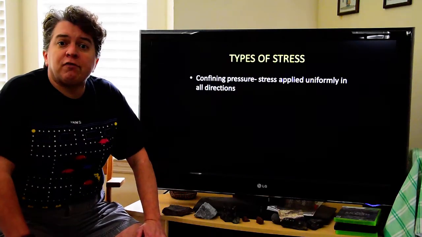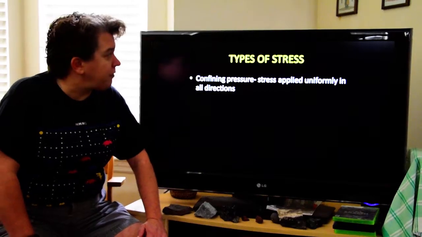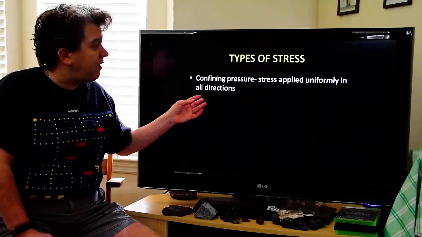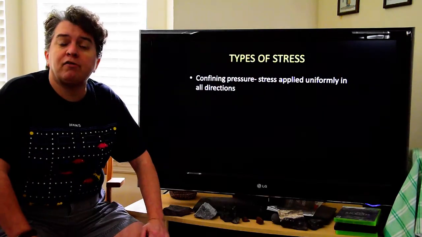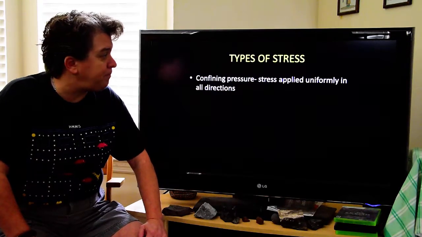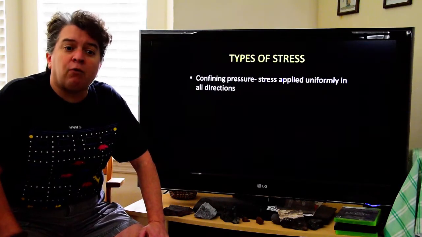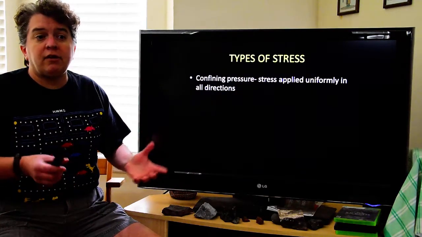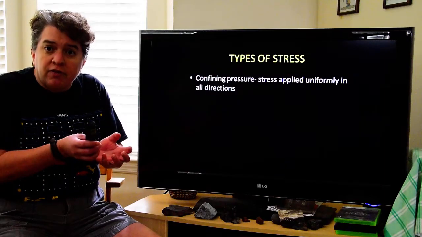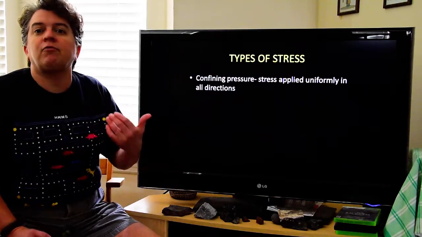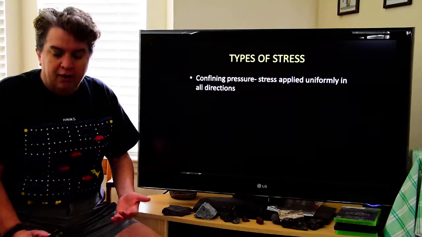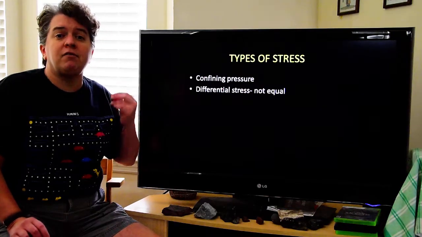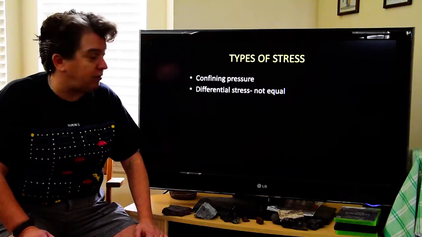There are different sorts of stress that act on rocks. You already know one. We learned about this when we went over metamorphic rocks, and that is confining pressure, also known as lithostatic pressure. And this is stress that is equal in all directions, so it is uniform, and what it mostly does is squeeze the rocks together, changing their shape, compressing them, but it doesn't really create structures. Structures are created by differential stress. This is stress that is not equal in all directions.